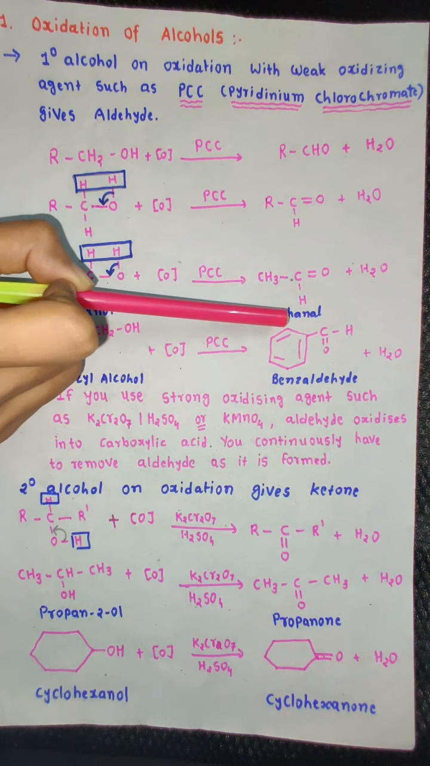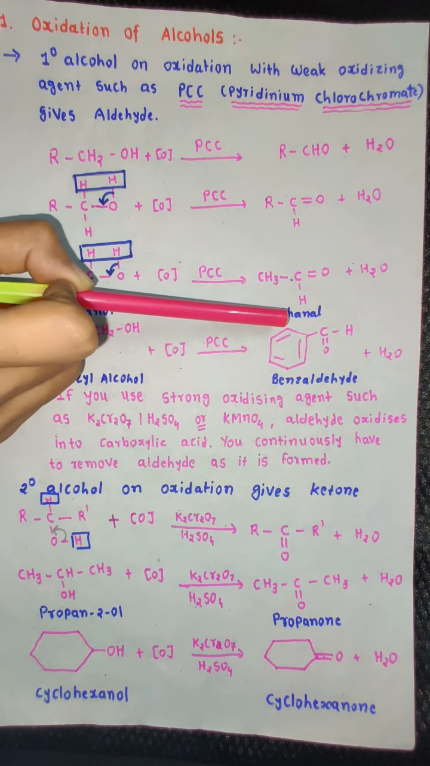See, secondary alcohol on oxidation gives ketone. This you have also learned in your chapter number 11. See, this is the structure of a secondary alcohol, RCHOH R'. The OH containing carbon is attached with two carbon atoms. So this is a secondary alcohol. Secondary alcohol on oxidation with K2Cr2O7 in presence of sulfuric acid.